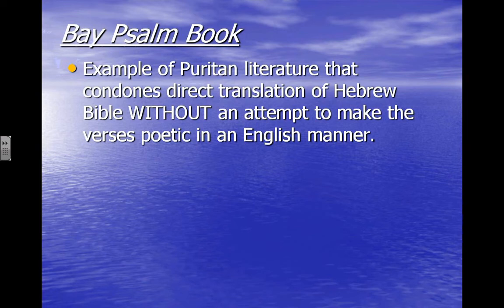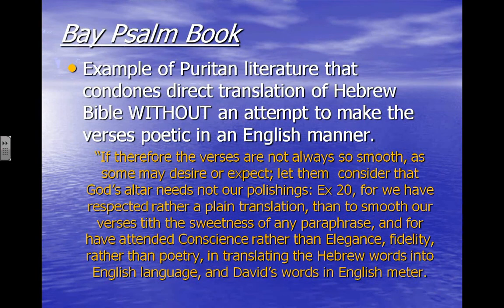And as we know, the Puritans are plain and practical, not ornate and flowery and poetic. So they were quite educated. Many of the Puritans were high scholars and could read Hebrew, could read Greek, could read Latin. And when they translated the Bible, they didn't add the extra rhyming and verse that is apparent in the King James Version. And this is the rationale. They said, if therefore the verses are not always so smooth as some may desire or expect, let them consider that God's altar needs not our polishings. And that really speaks to that whole plain lifestyle.